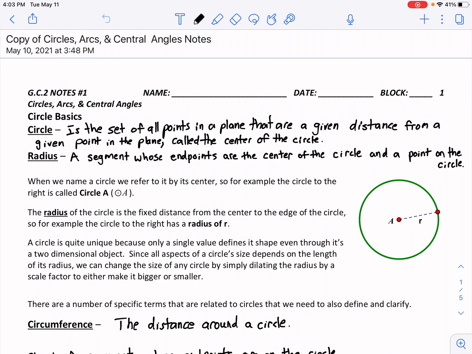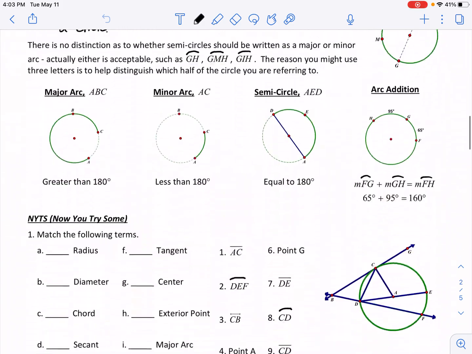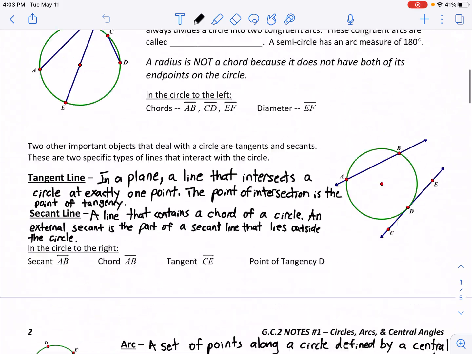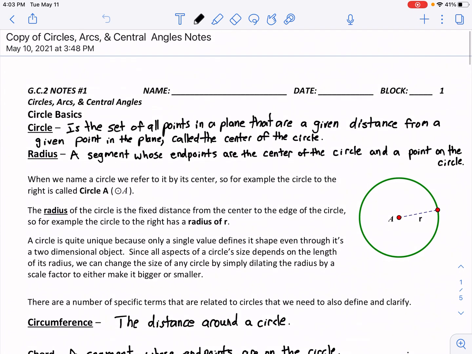Okay, so now first looking at the circle basics, some of this we've been through before. For instance, we know that a circle, and if you need to, hit pause and you can write down the definitions here. I wrote out the definitions ahead of time to try to save some time in the video. A circle is a set of all points in a plane that are a given distance from a given point in the plane called the center of the circle. In other words, each point that lies on the circle is the same distance from the center. No matter which point we're talking about on the circle, it's always going to have that same distance from the center.